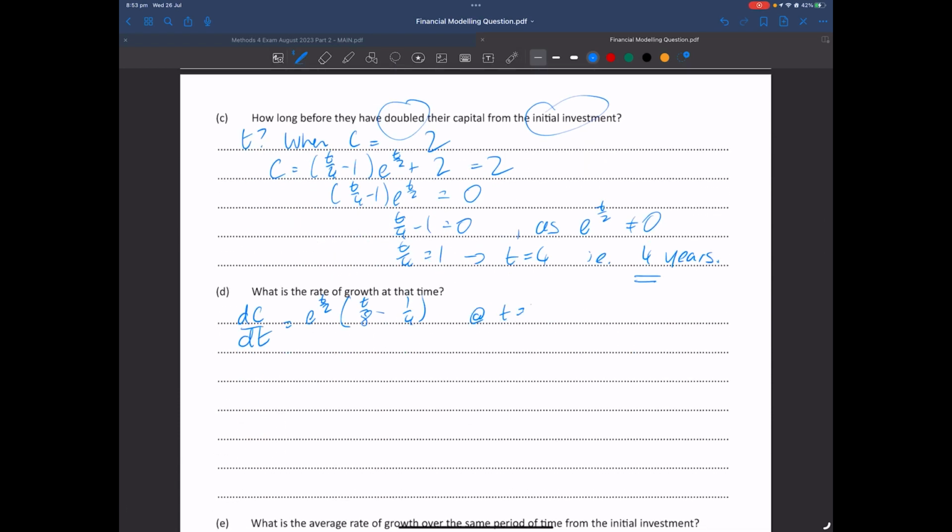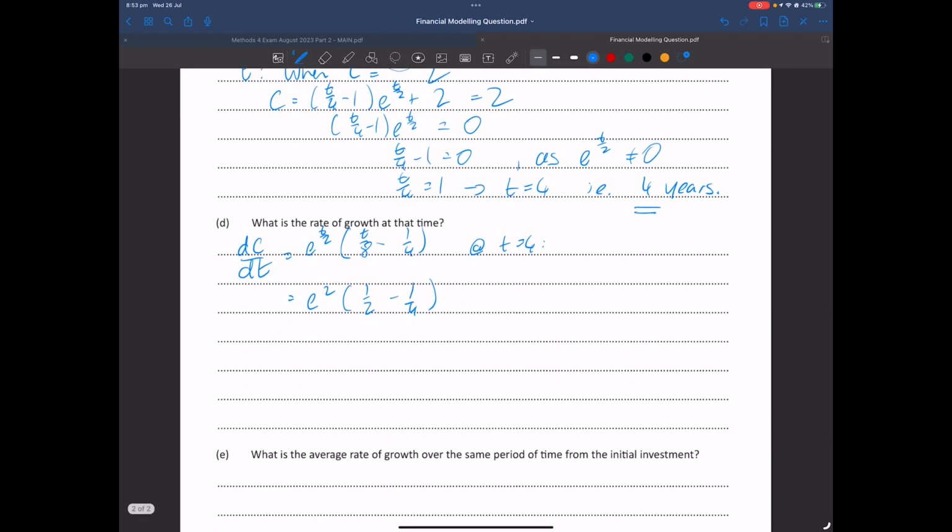And then at T equals 4, you would have e to the power of 4 over 2, which is e squared, times 4 over 8, which is a half, minus a quarter, like so. So that will give us a half minus a quarter, which is equal to a quarter. So we've got a quarter e squared. That is the rate of growth. That's millions of dollars per year, like so.